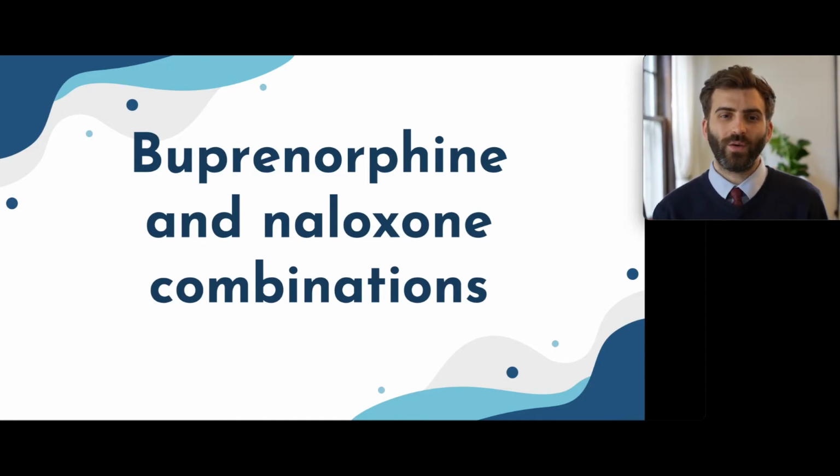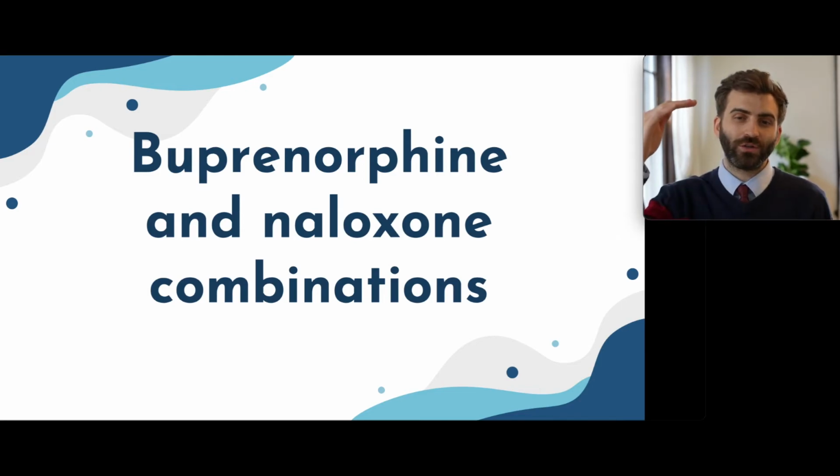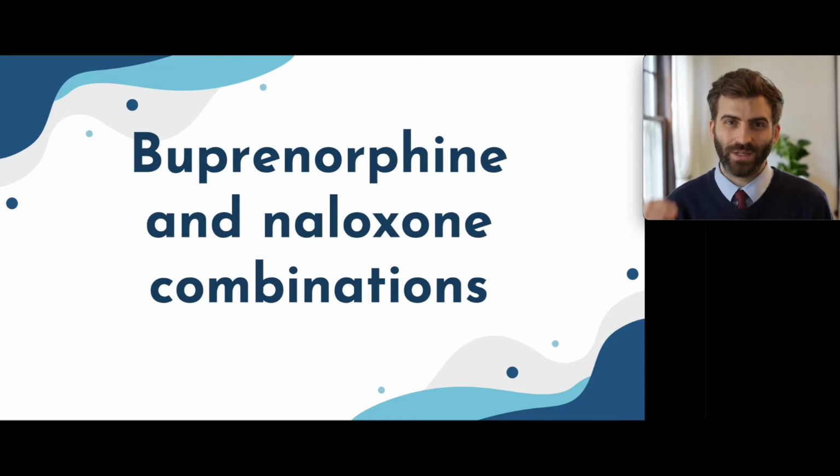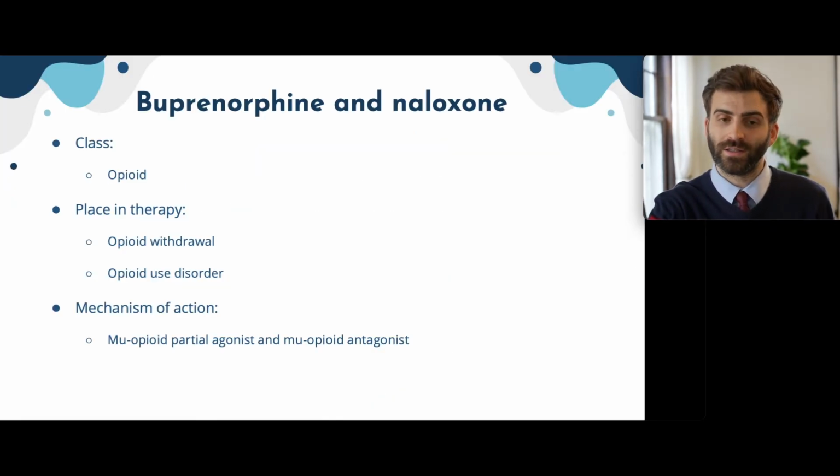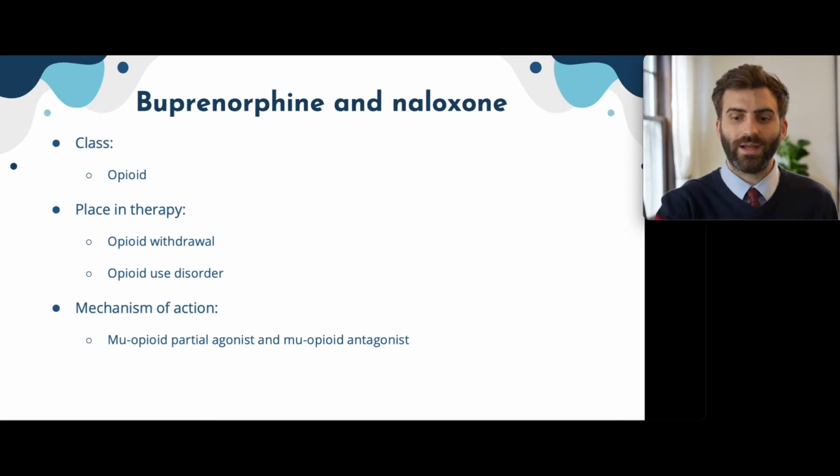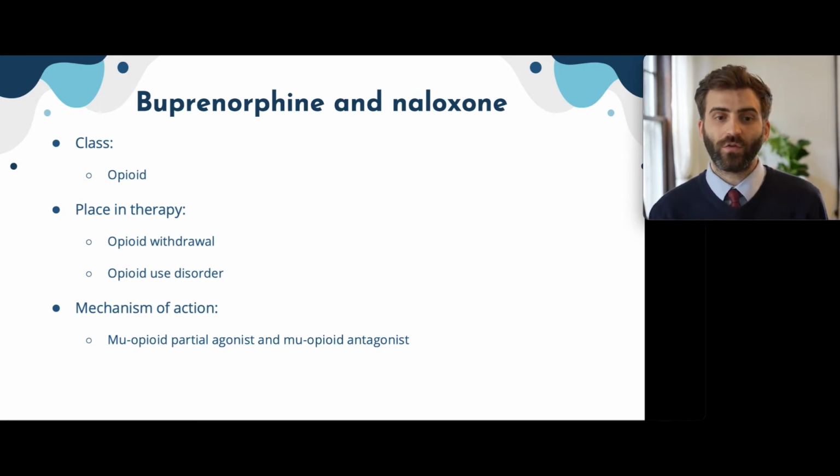And now I wanted to go into buprenorphine and naloxone combination products. So at face value, this combination doesn't make sense. It doesn't make sense to give a partial opioid agonist with an antagonist at the exact same time. But I will hope to explain why they use these in combination. So this is again considered an opioid, and it's a partial agonist with an antagonist. This is used for opioid withdrawal and opioid use disorder.